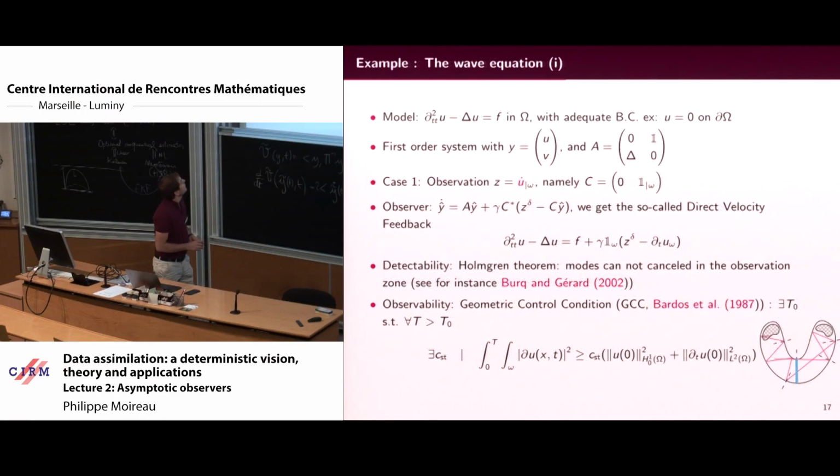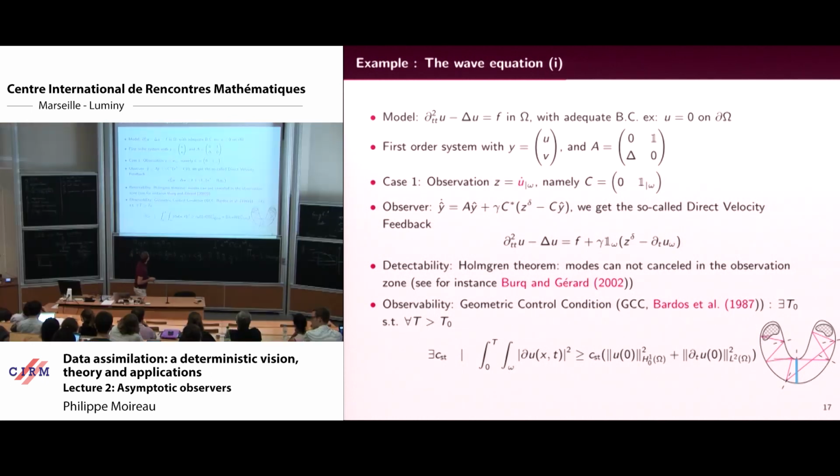Let's do some proof now of this observability condition for the wave equation. So this is the wave equation. I will write it in the first order form. So U is the field, V will be the time derivative of the field. And I will assume for now that I measure U dot, so the V actually, in this small subdomain. So this is my domain, omega, and I observe in this small domain.